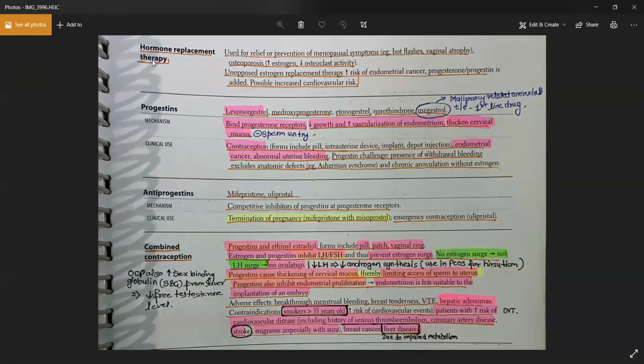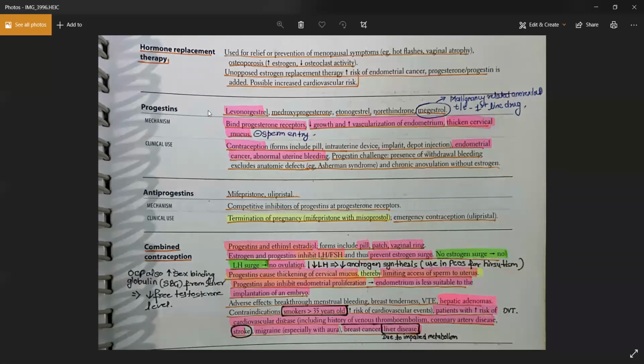If you give the patient just the estrogen replacement, it will cause endometrial hyperplasia, and that can again cause endometrial cancer, right? To prevent that condition, you will always combine the estrogens with the progesterone also. So you will give the patient estrogen replacement therapies as well as the progestins.